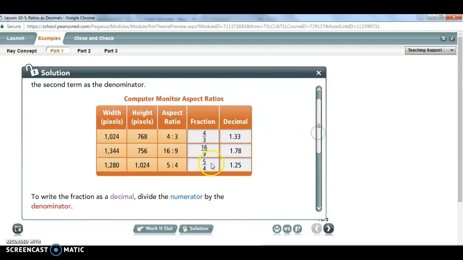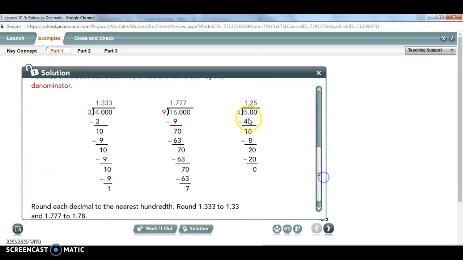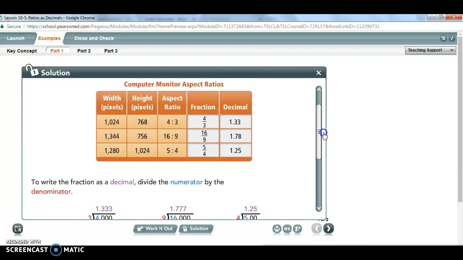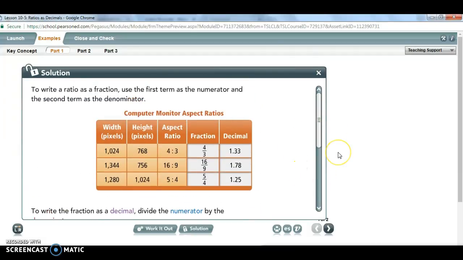My next one, the ratio of 5 to 4, means 5 is on top, 4 is on bottom, and when you divide it out, 5 divided by 4 gives you 1 25/100. If you need to pause the video and look through those steps and follow along to make sure that you understand it, feel free.